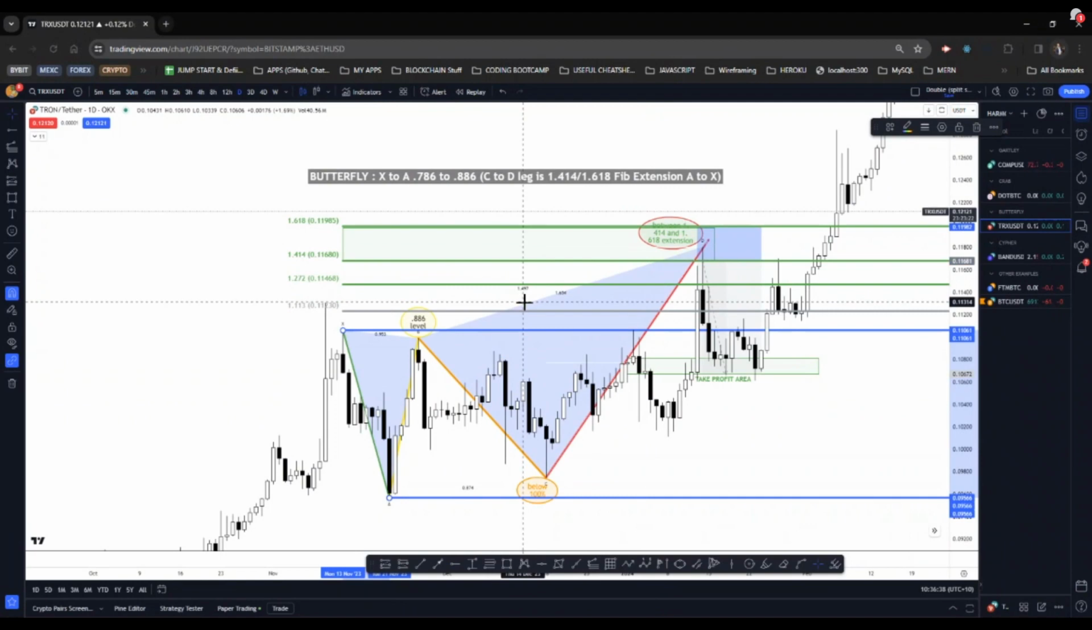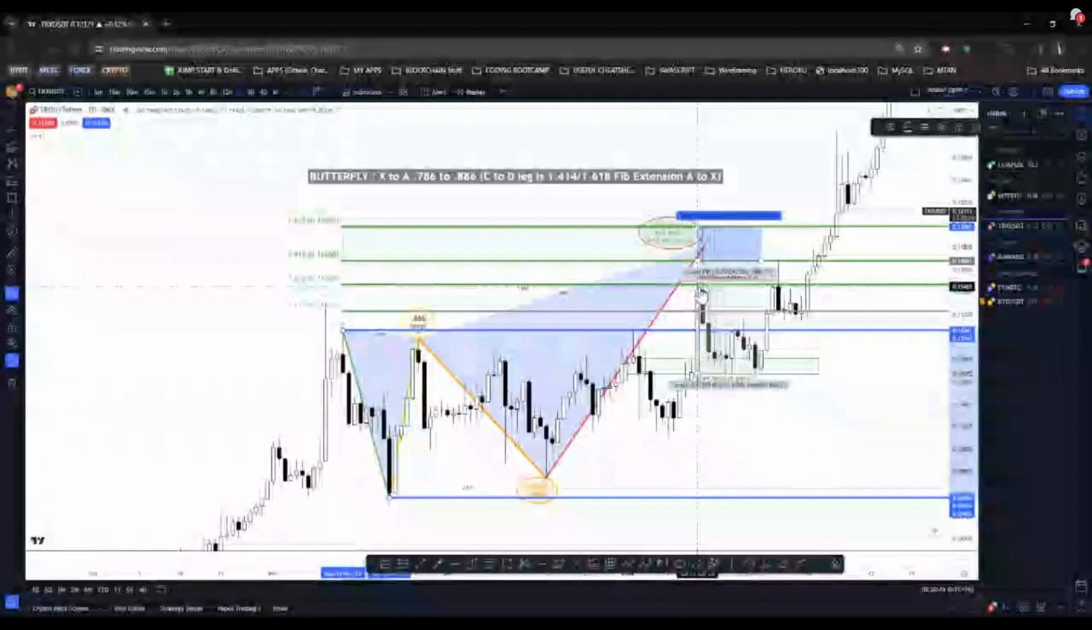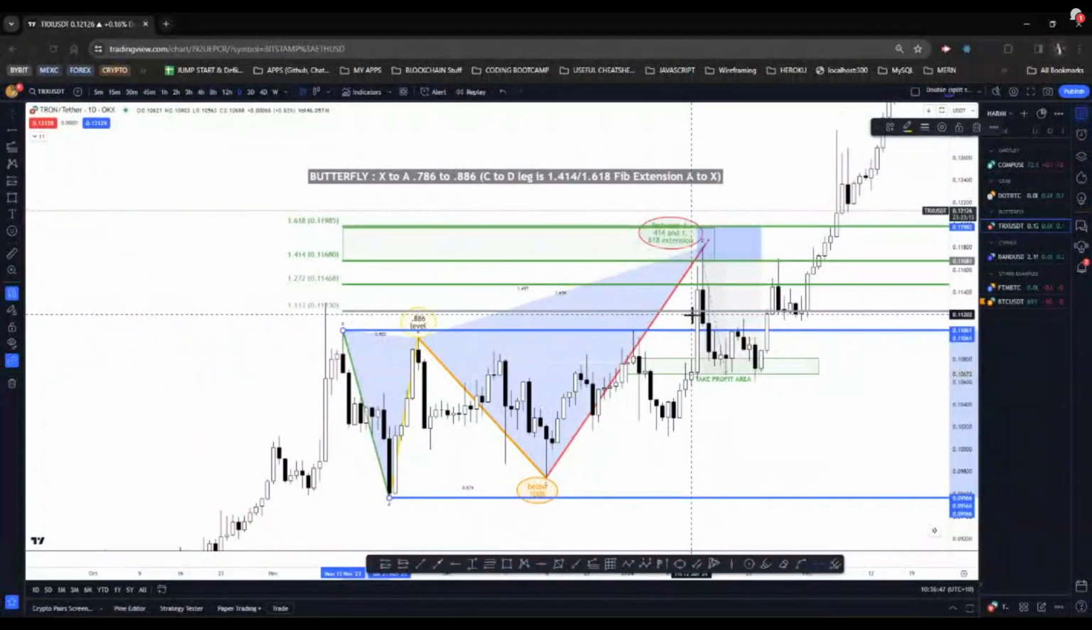Because more often than not, they're not strong enough. They fail, and you can see here, 1.27 failed. 1.13 failed. It just went up. Whereas I found when using the harmonics that the 1.414 and the 1.618 are the best areas to take a sell. Do with this formation what you want.